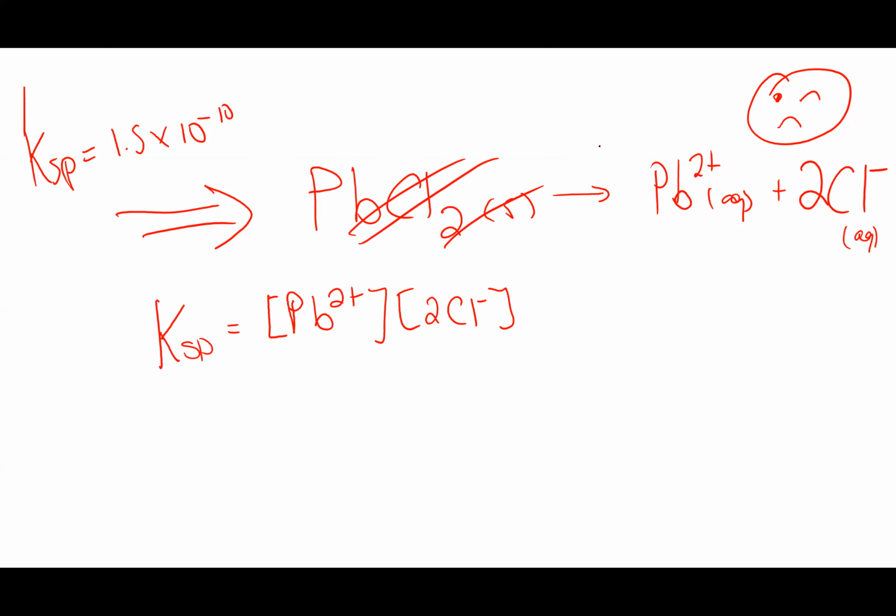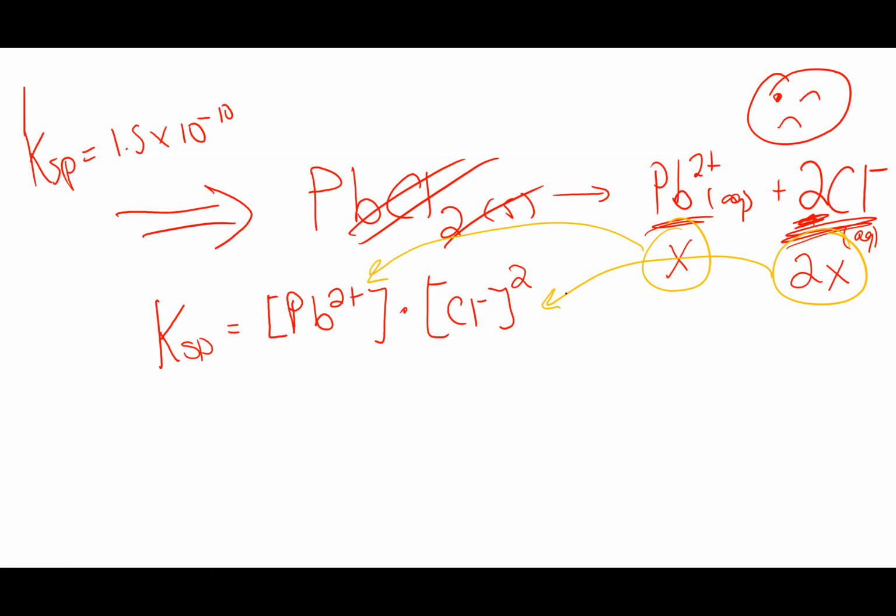There is a problem though. I have a 2 in front of this. So I didn't mean to put the 2 there. The 2 goes right there. Sorry, my brain. And this 2 also means when I write my formula, I have X number of these ions and 2X number of these ions. So now I'm going to take this X and put it here, and this X and put it here.